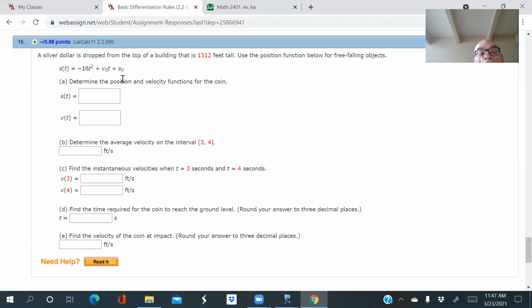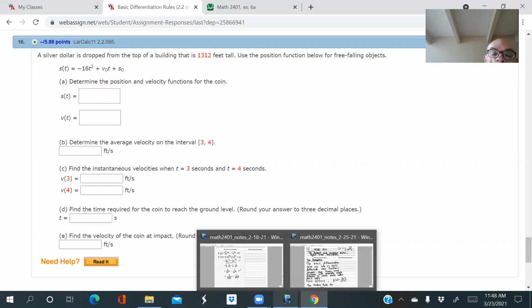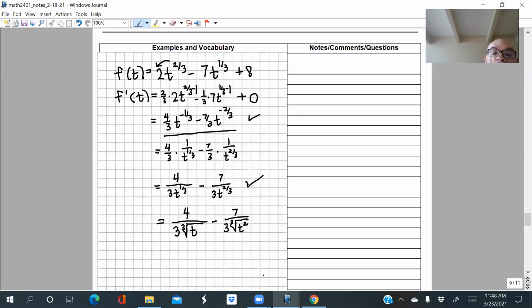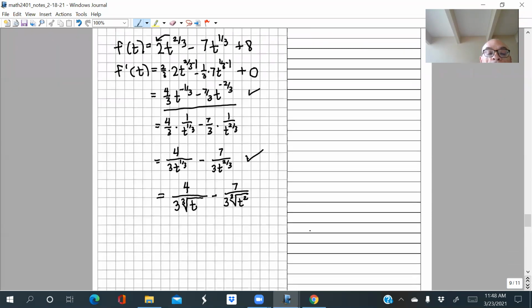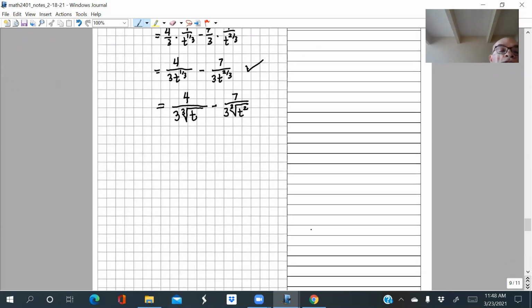So you can fill that in, and you can fill in the 1312, right? So let's do that, and that gives us what's called the position function. And now I think we can answer all of the questions based on that position function. So let me go back over here and let's fill in the correct position function.